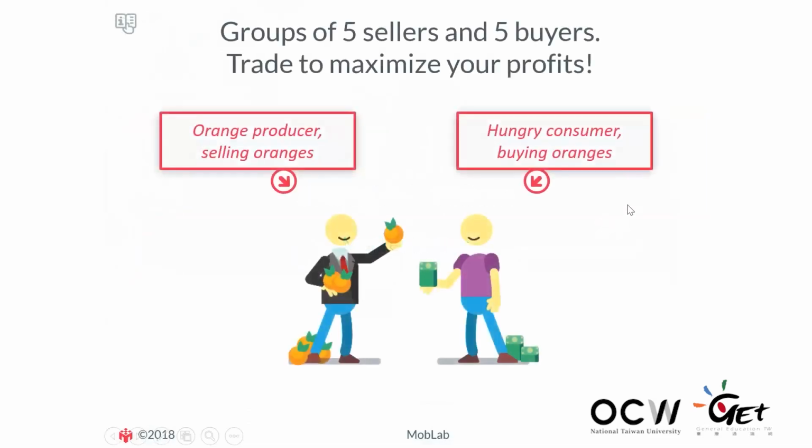So each of you will be joining a group of 5 sellers and 5 buyers. So you'll be one of these. And so you trade to maximize your profits. So the sellers are orange producers selling oranges. The consumers are hungry. They want to buy oranges.